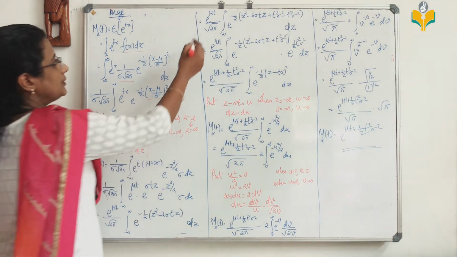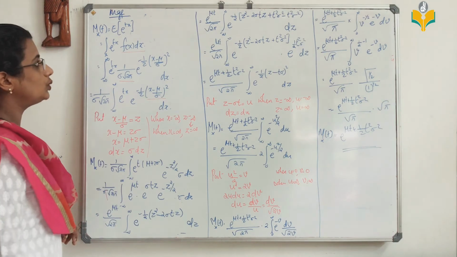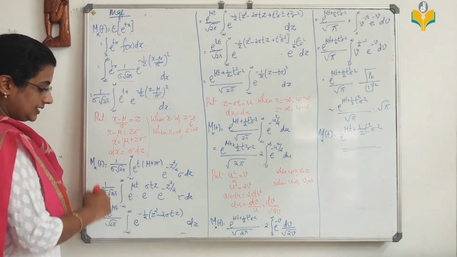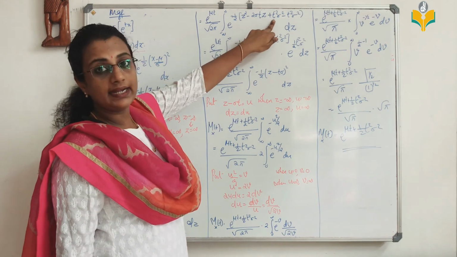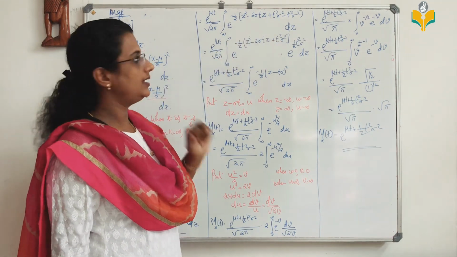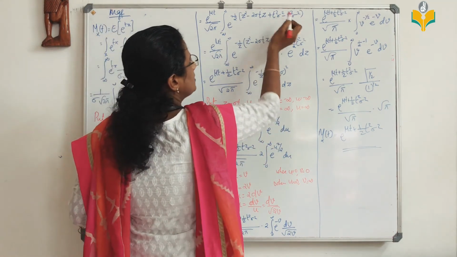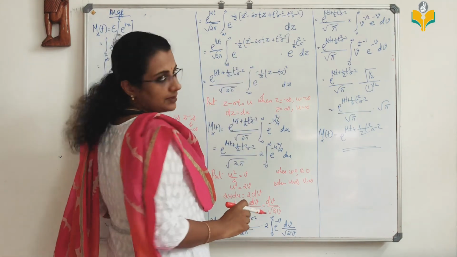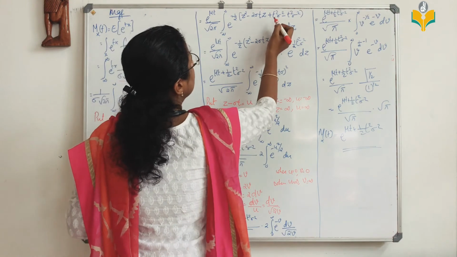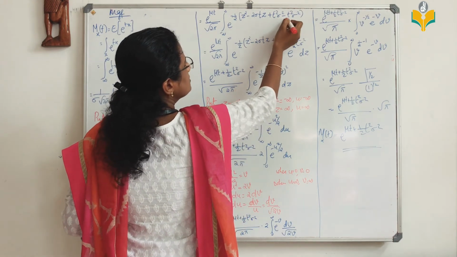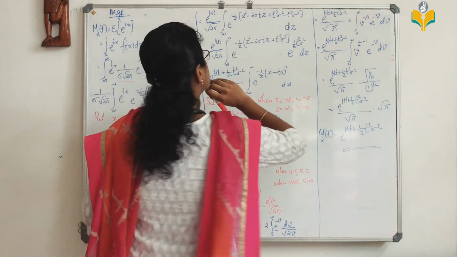Then e raised to mu t by root 2 pi into the integral from minus infinity to infinity. I will add and subtract t square sigma square, plus t square sigma square minus t square sigma square. The net resultant will be 0. So I will add plus t square sigma square and minus t square sigma square.